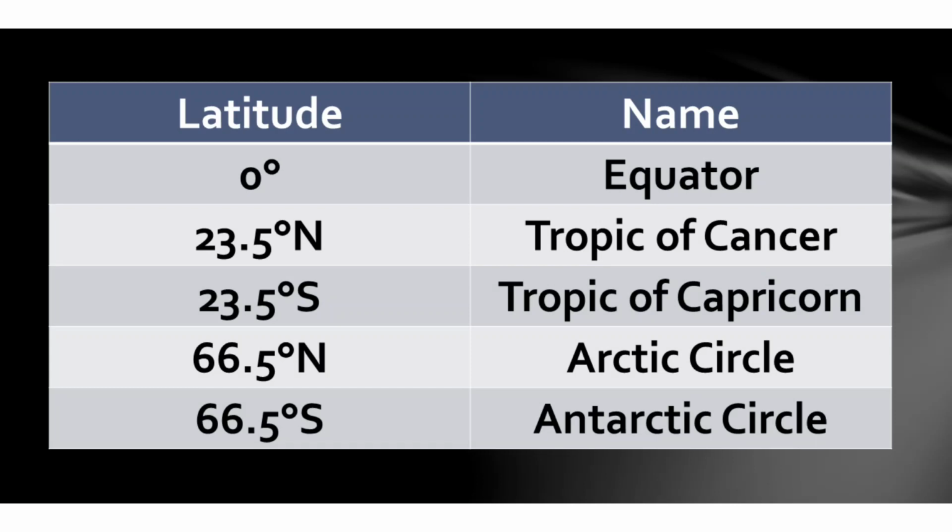The lines of the latitude are also known as parallels of latitude. That is because the lines of latitude are parallel to the equator and to each other. 5 lines of latitude have special names. They are listed in the table shown in your screen. The latitude values have been rounded off to the nearest half degree.